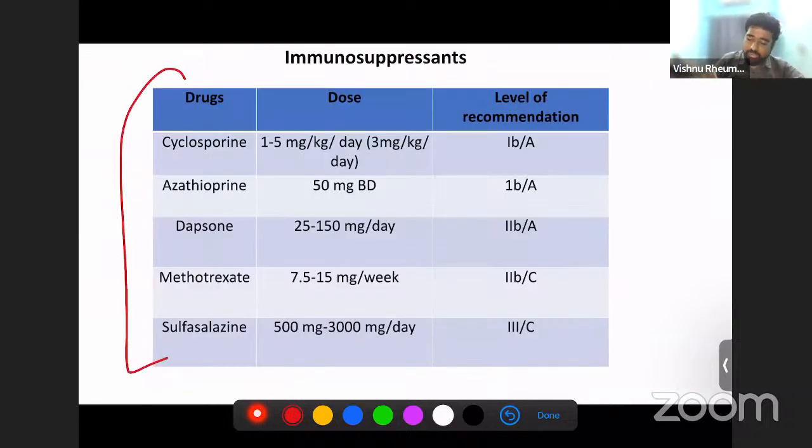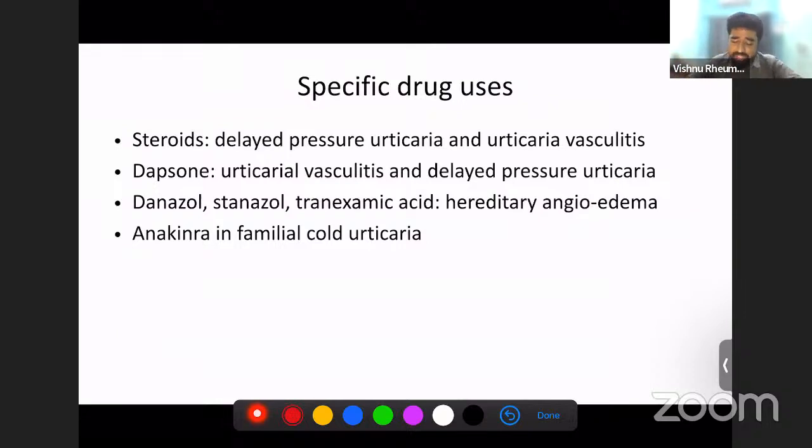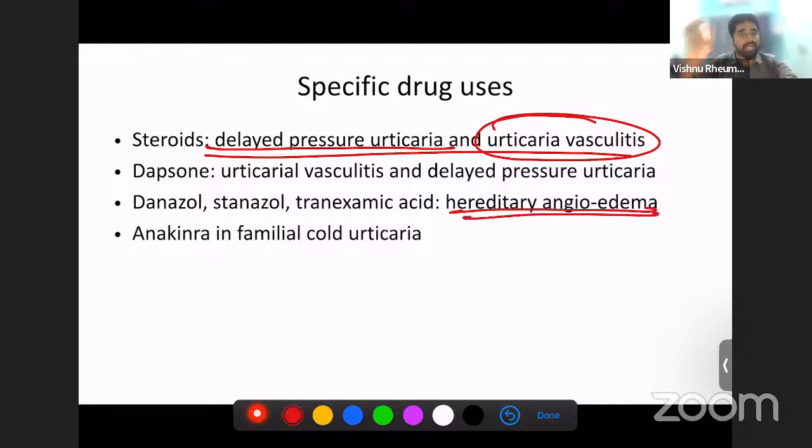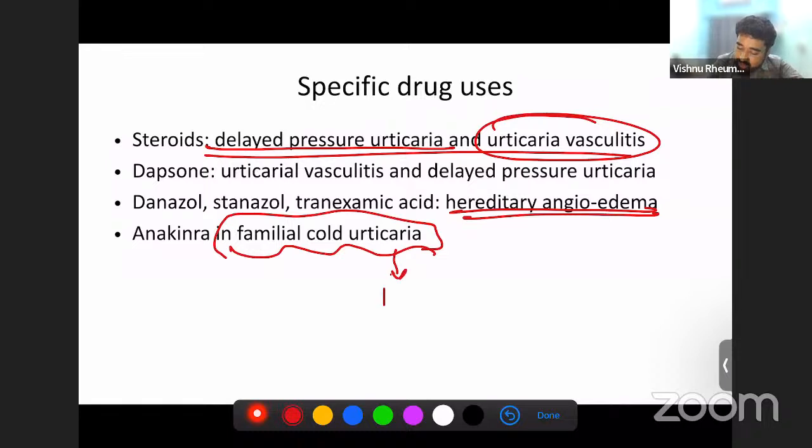These are your various immunosuppressants, where the highest evidence is for cyclosporin, followed by azathioprine and methotrexate. No need to remember the doses, etc. It's usually whatever we give at usual mild immunosuppressive doses only. So in case of delayed pressure urticaria or urticarial vasculitis, you end up using steroids, and even dapsone you use in these two conditions. In your hereditary angioedema, you target that whole bradykinin pathway with tranexamic acid and your aromatase inhibitors. In your familial cold urticaria, which is an autoinflammatory syndrome, here you use your IL-1 blocking agents.